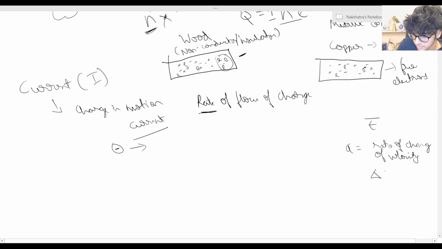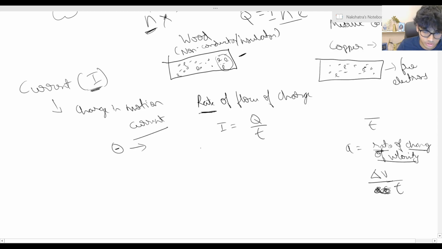So we divide change in velocity by time, right? Because it's rate of change of velocity, so it's change of velocity divided by time. Okay, so here we have the rate of flow of charge. So we're going to take charge and divide it by time, and current is represented by I. So we can say I is equal to Q upon T, where Q is charge and T is time.